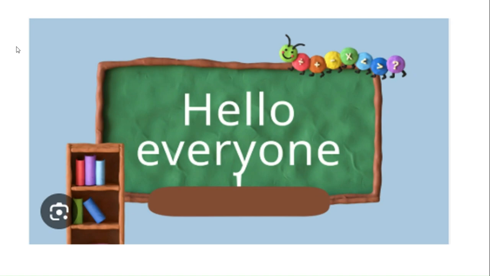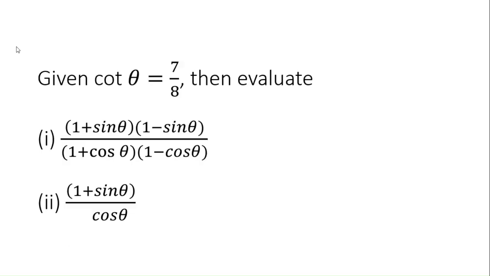Hello everyone, let us solve the following. Given that cot theta is equal to 7 by 8, evaluate (1 plus sin theta)(1 minus sin theta) by (1 plus cos theta)(1 minus cos theta), and 1 plus sin theta by cos theta. Okay, only the cot theta value is given and we need to find out 1 and 2. Right, now let us take the first one.